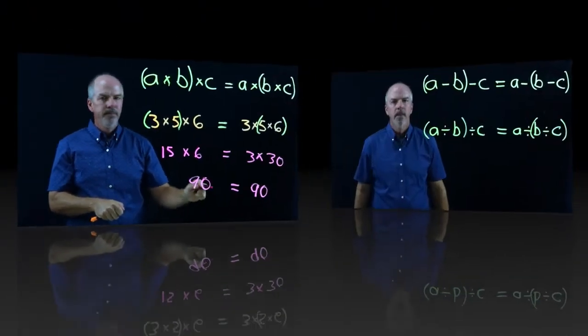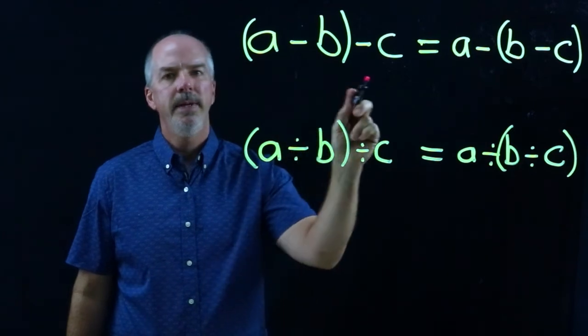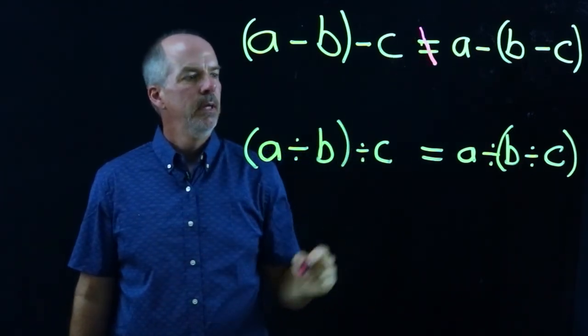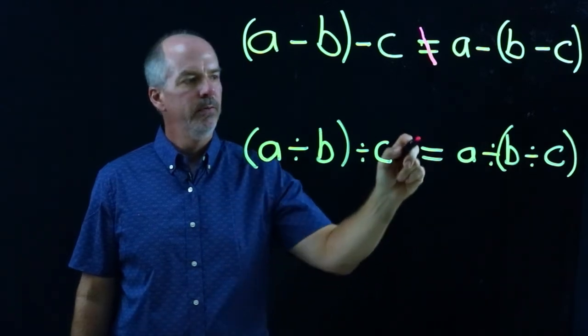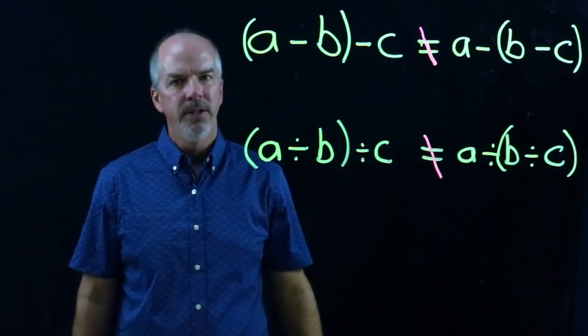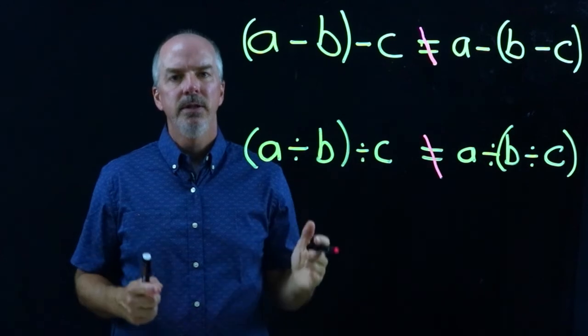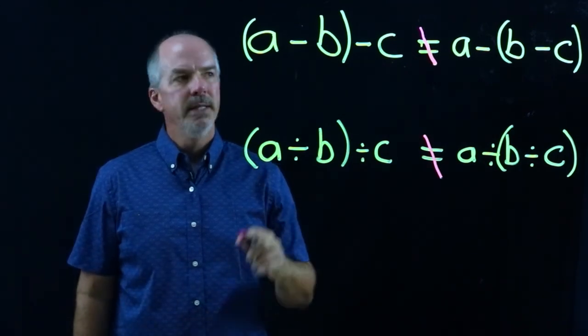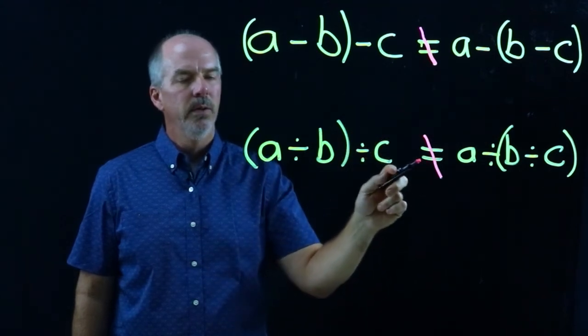Okay? Okay, the associative property does not hold for subtraction, and the associative property does not hold for division. So again, the associative property works for multiplication and addition, but does not work for subtraction or division.